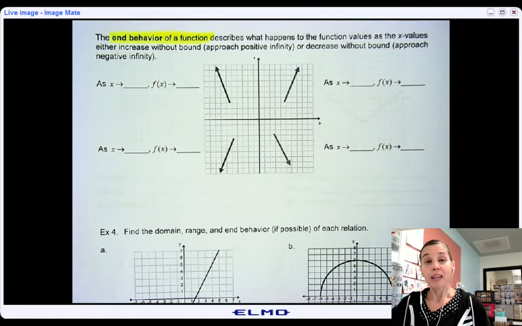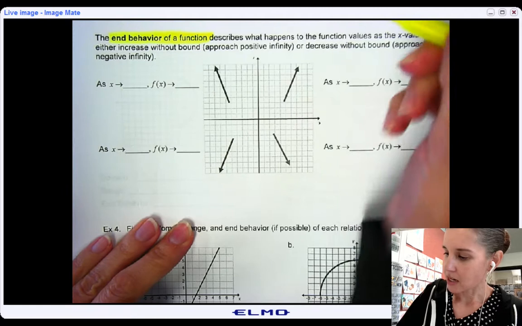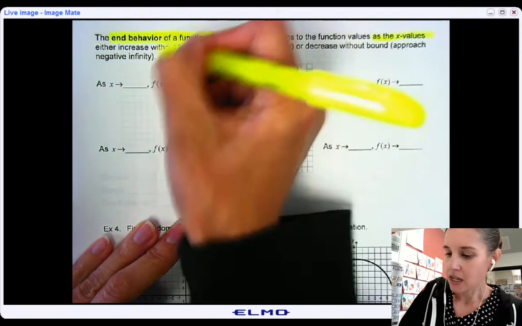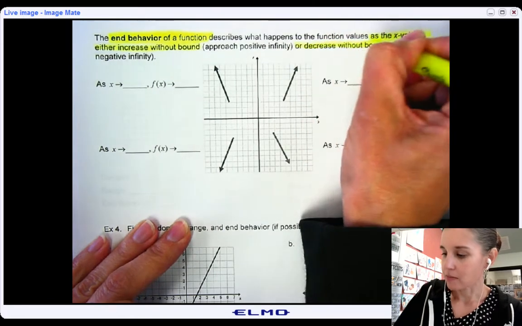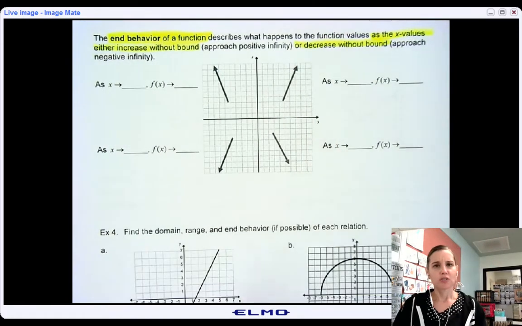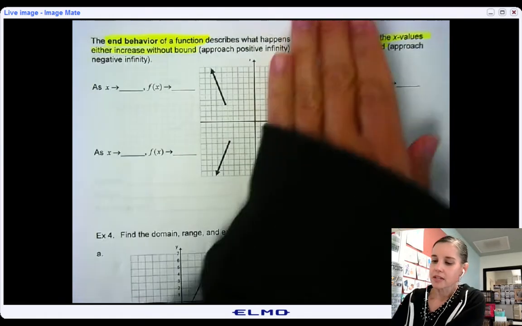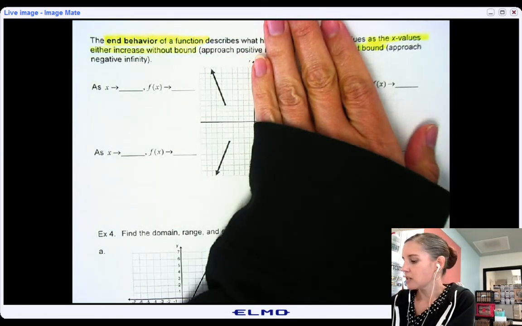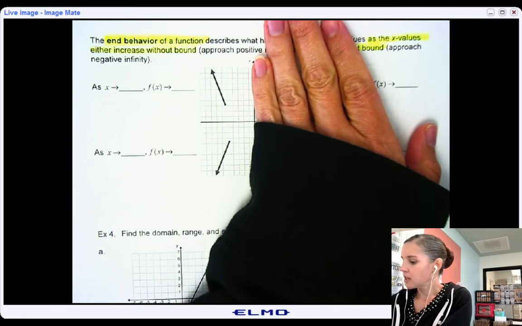When we talk about end behavior, we're talking about when the ends increase or decrease without bound. So that's what it says: as the x values either increase or decrease without bound. I'm going to show you the 4 cases that we'll see. On this side, we have the left end behavior. I'll even write that in.